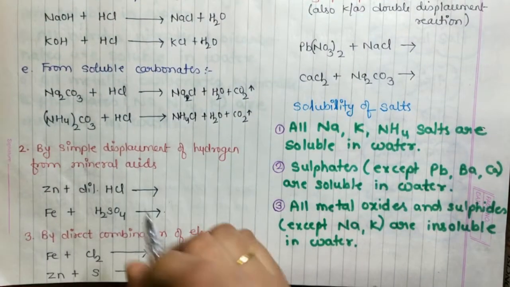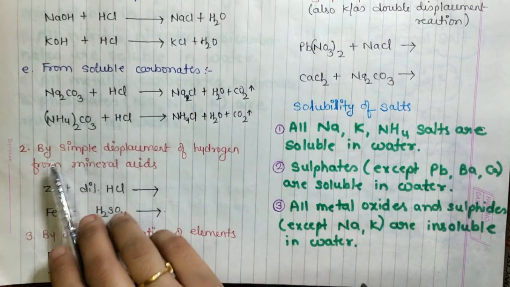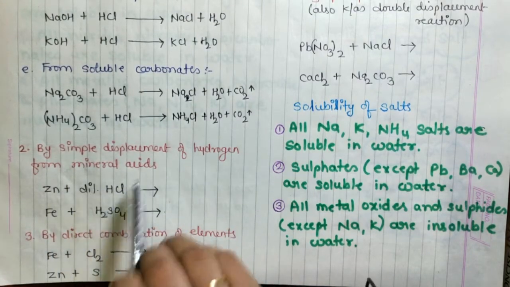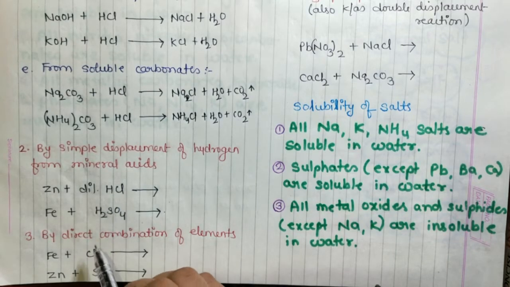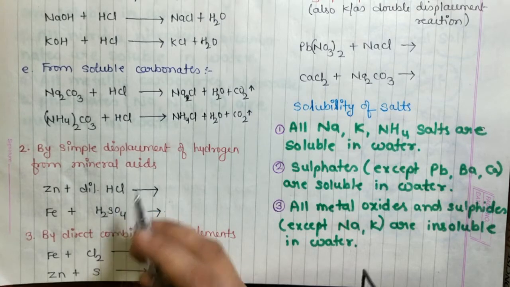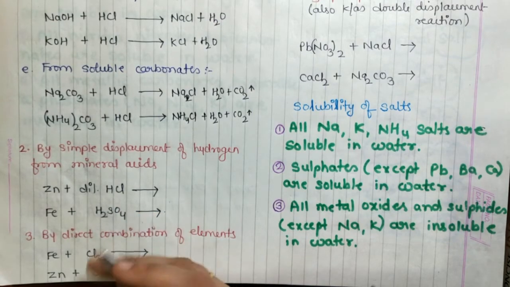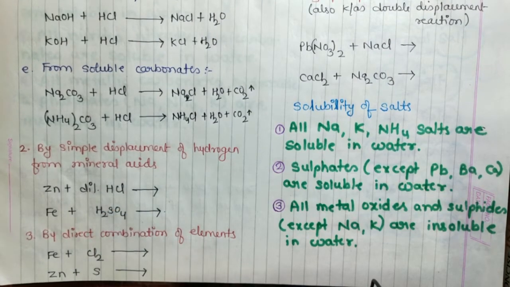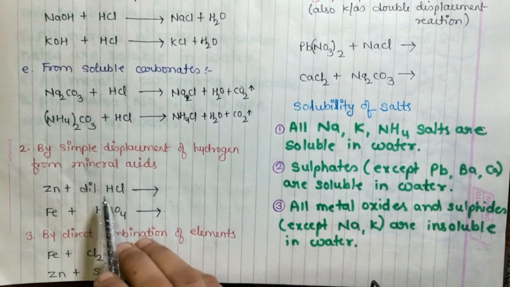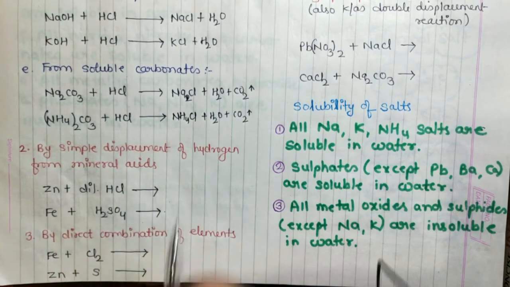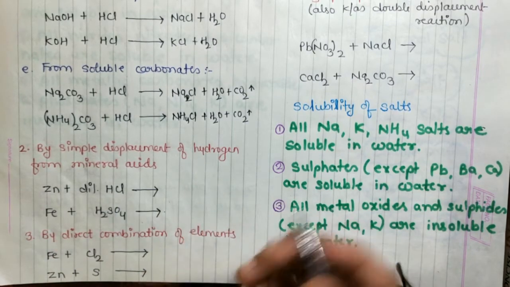Next we can take an example, that is the method by simple displacement of hydrogen from mineral acids. So if we take mineral acids, we can take hydrochloric acid or H2SO4. These are mineral acids. I have told you that these are inorganic acids because they do not contain carbon. So if we take any mineral acid and react it with metals, what will happen? Simple displacement of hydrogen will take place. That means your hydrogen will be displaced out.